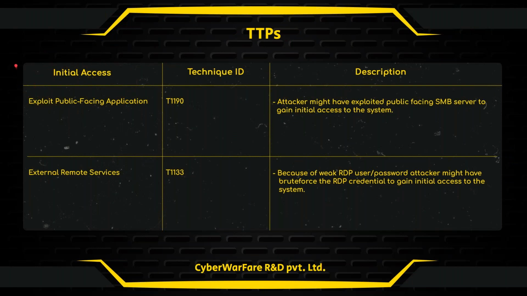Let's look into the TTPs in detail. As we mentioned earlier, it has many initial vectors that it can use to access the system. It can do phishing attacks, and it can use the supply chain attack vector as well. But the most important one that we identified in our server is that it was trying to exploit a public facing application, which was the vulnerable SMB server. It was also brute forcing the RDP usernames and passwords to get initial access into the server.